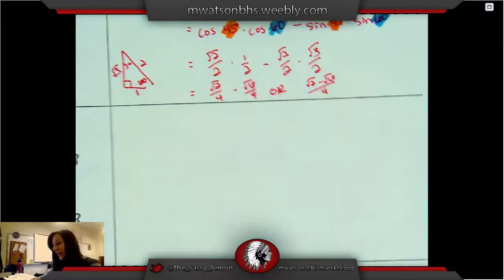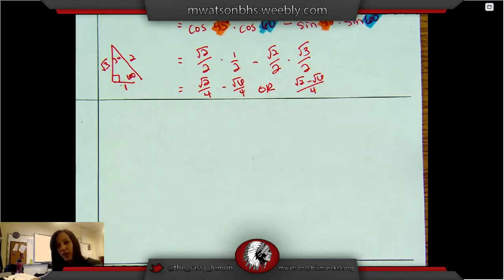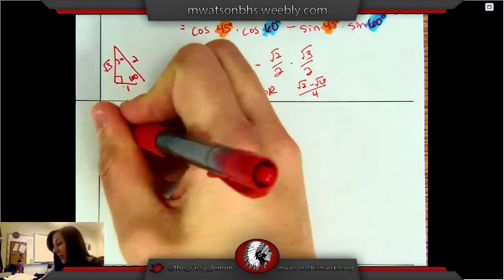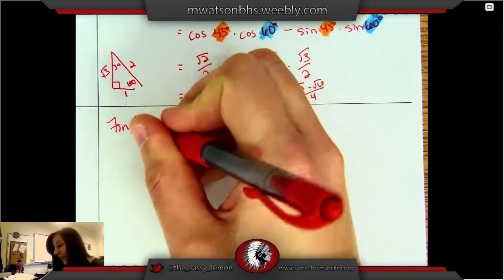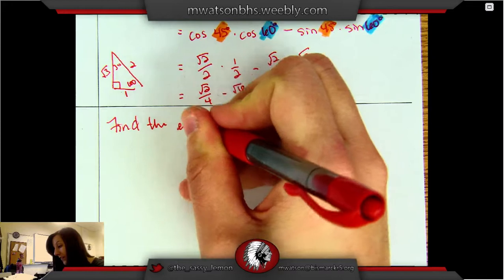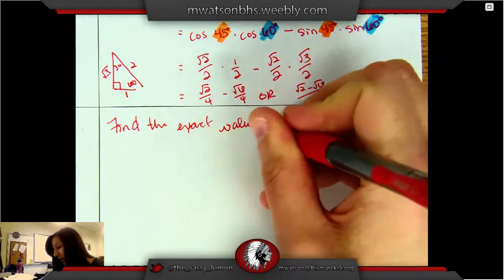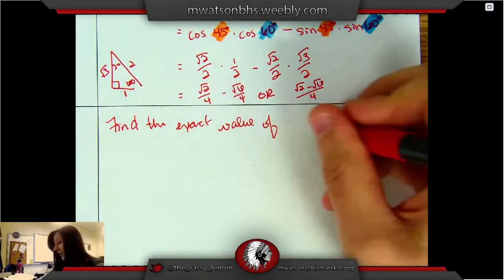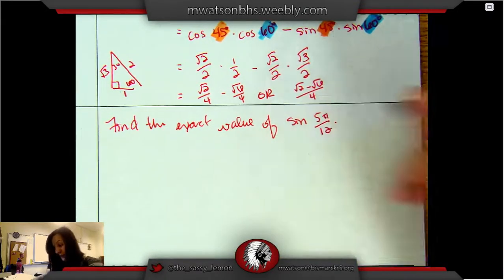So for our next example, I'm going to throw in radians. So it's going to be very similar to the first example, except we're working with sine and we're going to use radians. So find the exact value of sine of 5 pi over 12.